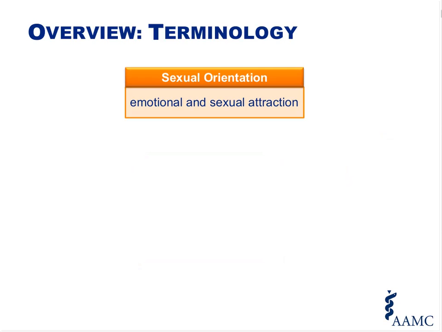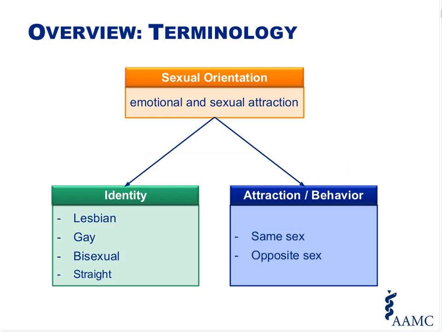So how we think about these things for sexual orientation. Sexual orientation is really one's emotional and sexual attraction to other individuals. With respect to identity, this can be as simple as saying lesbian, gay, bisexual, straight, or another term that an individual might use, such as queer. Someone could be questioning what this identity might mean. And then there's attraction and behavior.